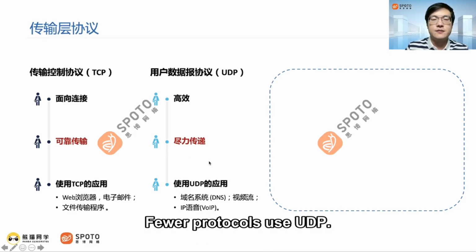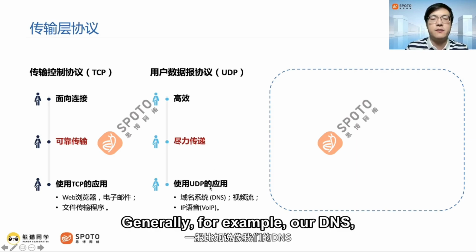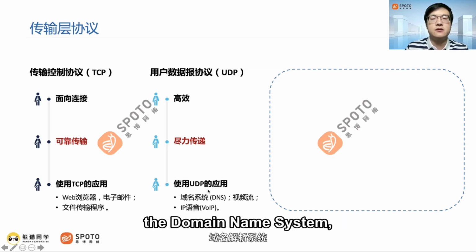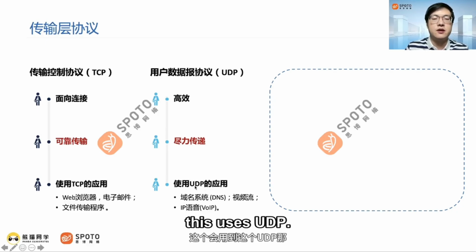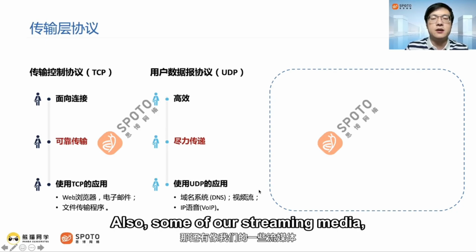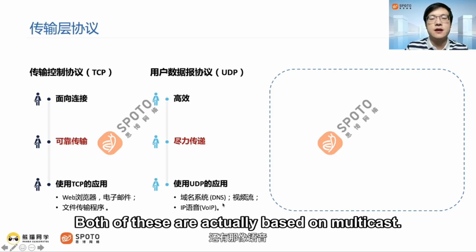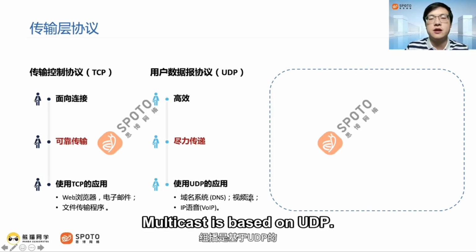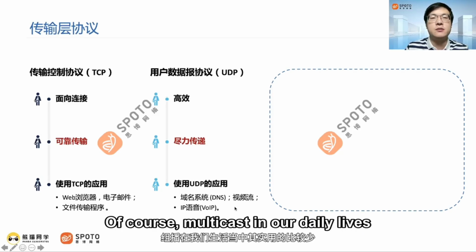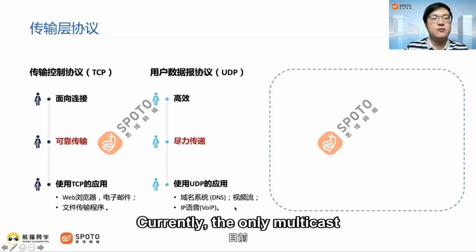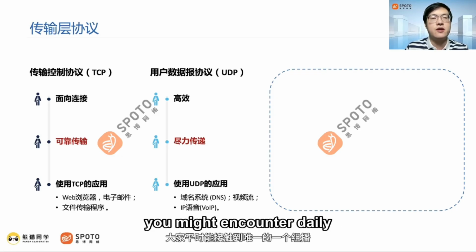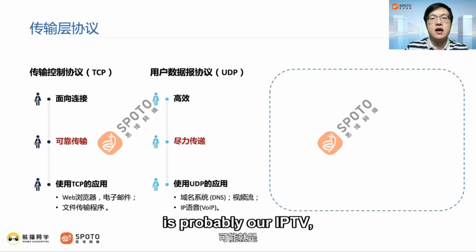Fewer protocols use UDP. Generally, for example, our DNS, the Domain Name System, uses UDP. Also, some of our streaming media, video streams and also voice. Both of these are actually based on multicast, and multicast is based on UDP. Of course, the only multicast you might encounter in our daily lives is probably IPTV.